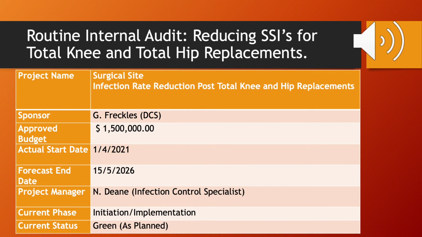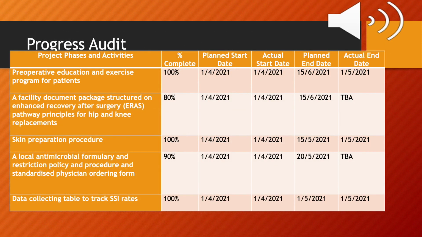This slide is my output for our project, which is the routine internal audit schedule for our project, which focuses on surgical site infection rate reduction, post-total knee and hip replacements. This next slide is a sample of the progress audit for all our project phases and activities, including preoperative education, a facility document package, skin prep procedure, a local antimicrobial formulary, and data collection tables to track SSI rates.